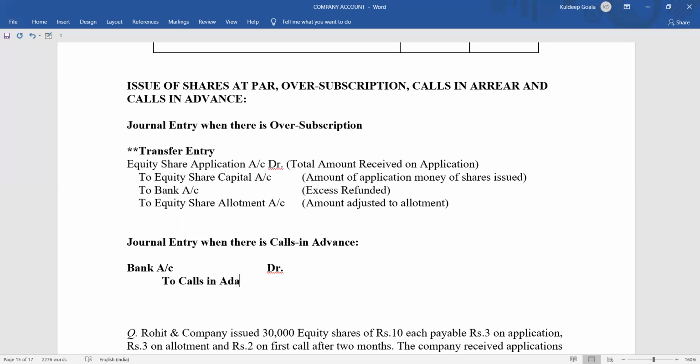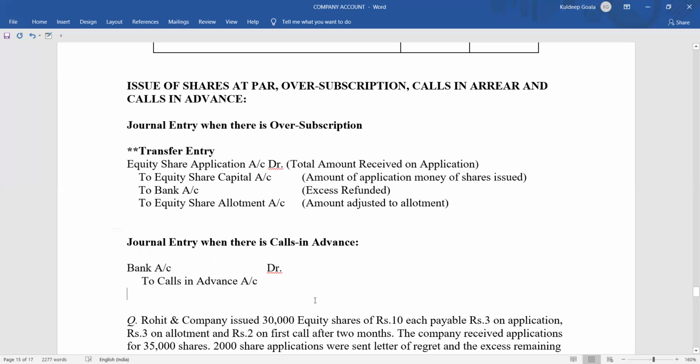This calls in advance is our liability. That is why it is shown on the credit side. Whatever the liability will be there, it will be showing credit, isn't it? So that is why calls in advance is on the credit side, and once you receive the money, it will come in the bank, so bank account debit. So the journal entry is bank account debit to calls in advance. I hope all of you have understood these two journal entries. Now we can go with the practical solution.